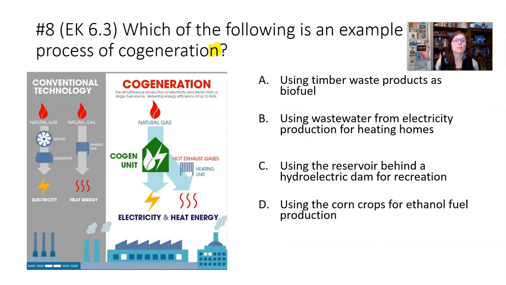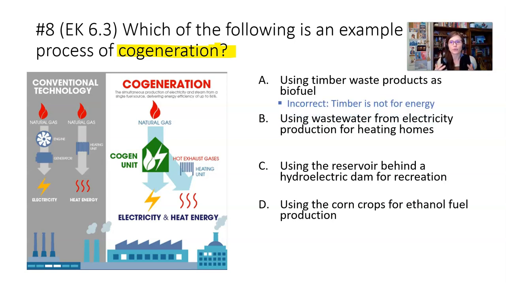Which of the following is an example of the process cogeneration? Okay, I know a ton of you are like, what the heck is cogeneration? Break the word down. Generation, co, generating something. Co-generating. Okay, it's two things combined. Co, together, generation. Well, this is about energy. Cogeneration, so energy. And then let's break them down.